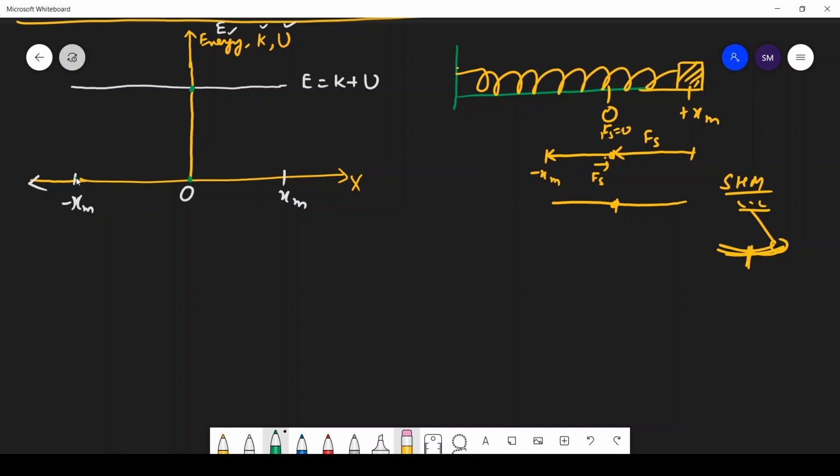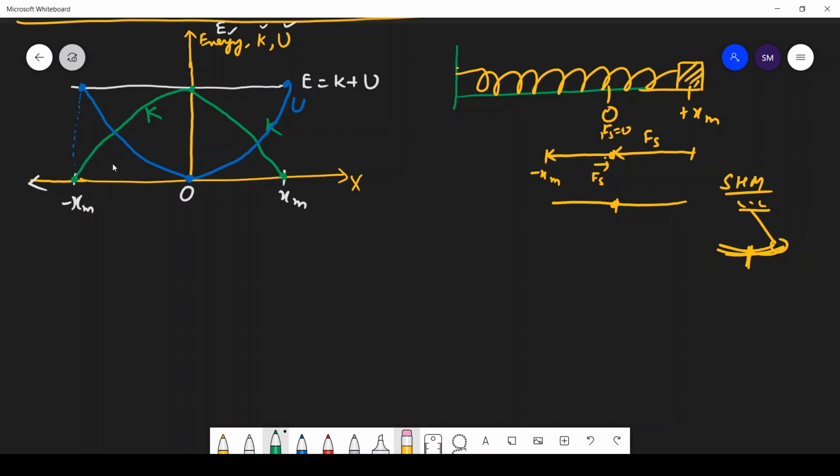So kinetic energy is maximum, and here the velocity is 0, here the velocity is 0. So this parabola will be the graph of kinetic energy. And the graph of potential energy will be, exactly when the kinetic energy is 0, obviously potential energy is maximum. Here the potential energy is 0, and here the potential energy is again maximum. So this is the graph of potential energy, and this color was the graph of kinetic energy.